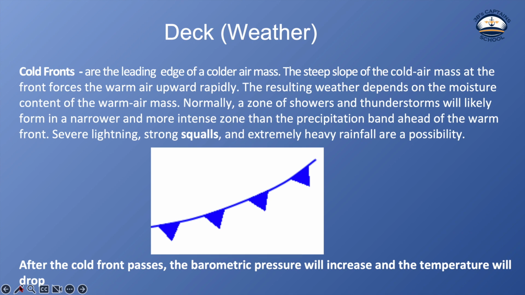After the cold front passes, the barometric pressure, atmospheric pressure, will increase. Cold air is more dense than warm air, so the pressure outside is going to increase and the temperature will drop. So if you look at a weather map, this is the symbol right here for a cold front.